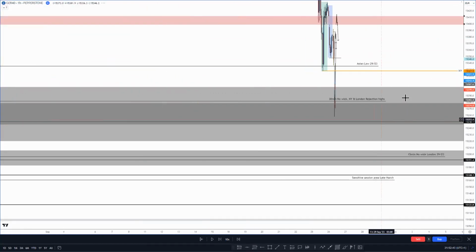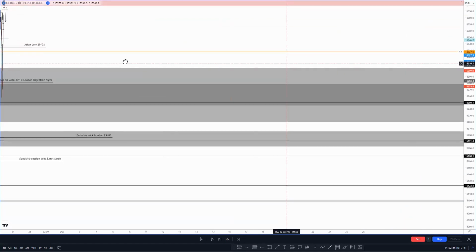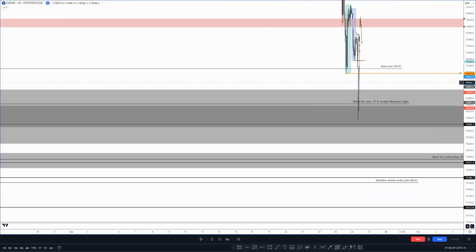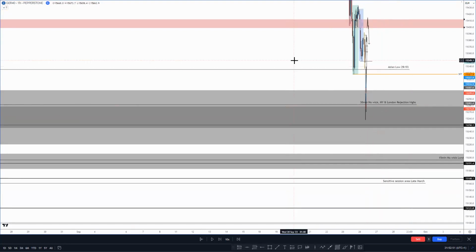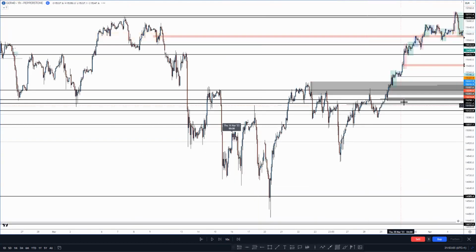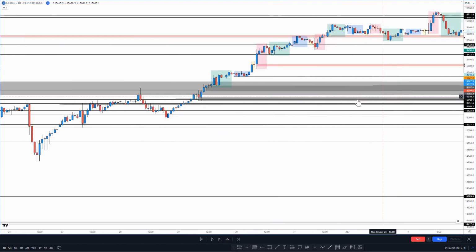Can't quite find the end of this. Oh, that's a monthly level. My bad. No, is it? No. Anyway, it's probably too far extended to the right, but let's have a look. Let's go all the way back to the 16th of March, just so I can show you this level that I really, really liked.